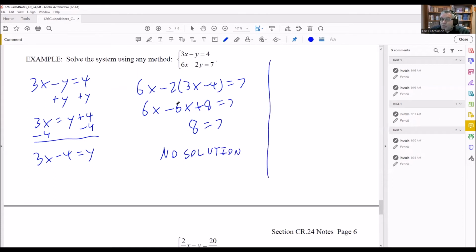Now, let's suppose that we went through all this and solved all of it, and we got something like 8 equals 8, or maybe 0 equals 0, where it's a true statement. If we get a true statement, then we have a situation called infinite solutions. So that gives you both different options.